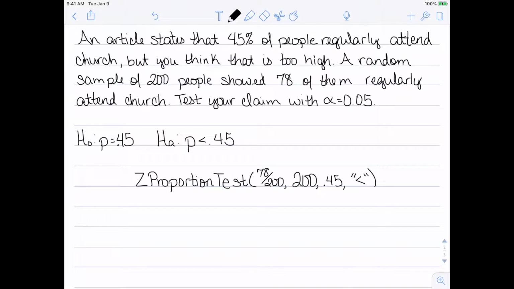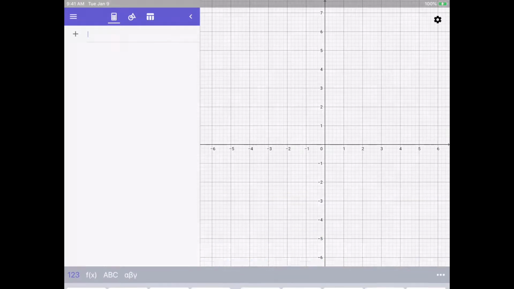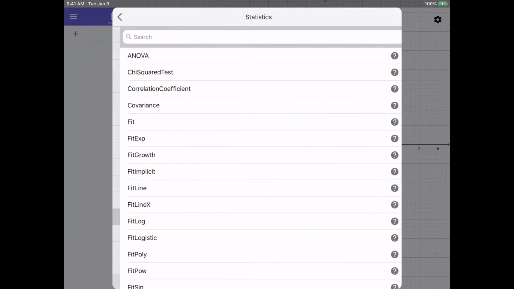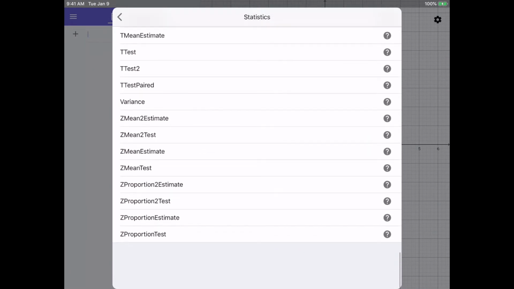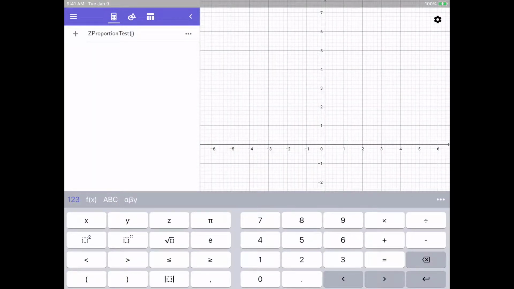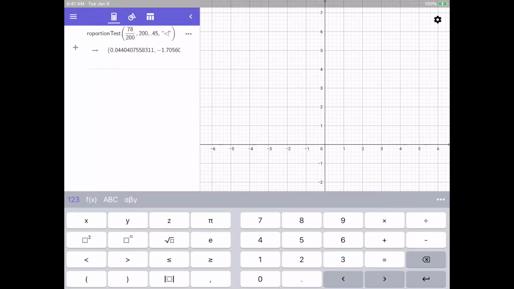So let's go over to the calculator and enter in this information. Here's my graphing calculator. I can hit the three dots. We scroll down to statistics. And then down to the z proportion test. It's the very last thing in statistics. The sample proportion was 78 out of 200. Sample size was 200. H0 was 0.45, and this was a less than, so we need to go to ABCs and the symbols to get the quotation marks. And then we can enter in the less than.